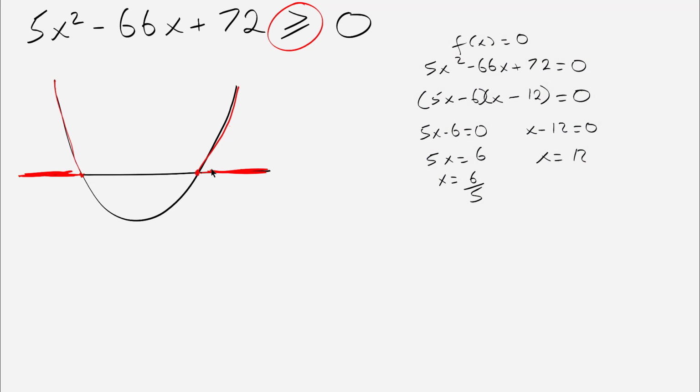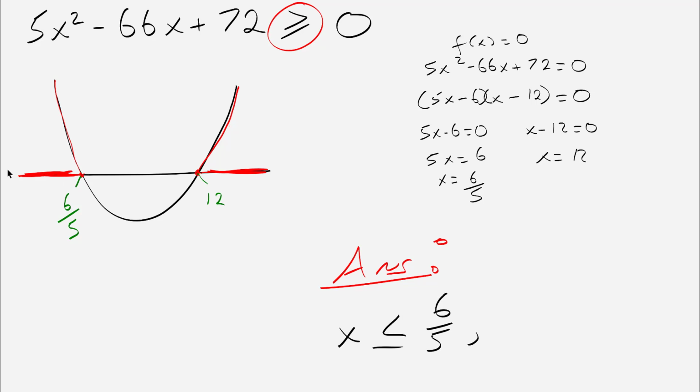So let's put them into our diagram. This must be 12, and this here must be 6 over 5. So then getting back to answering the question, what is the answer? For what x values is this function greater than or equal to 0? For the x values that are greater than or equal to 12, or less than or equal to 6 over 5. So when x is less than or equal to 6 over 5, or when x is greater than or equal to 12. So that is two examples of modulus inequalities.